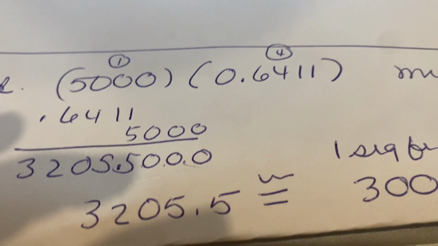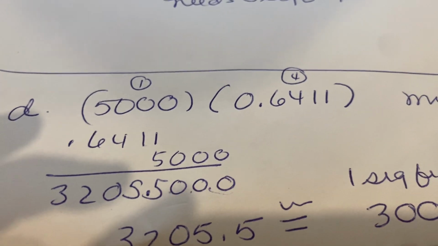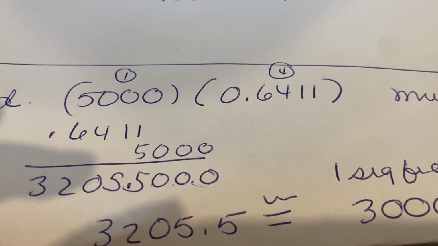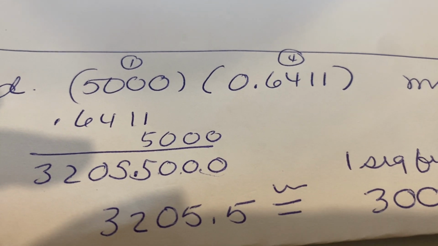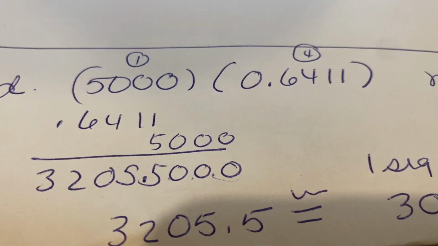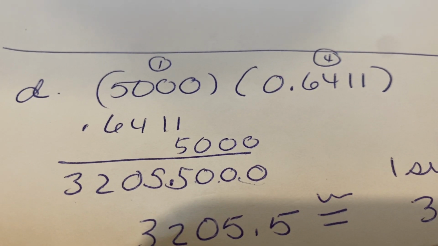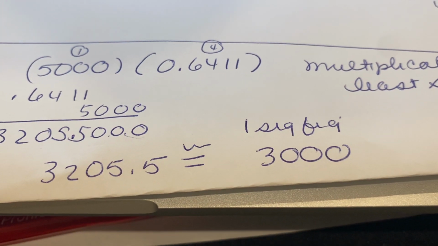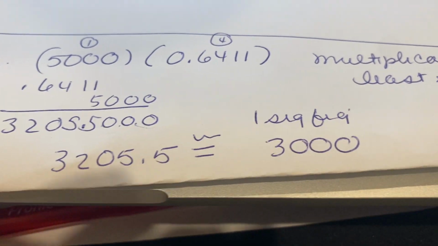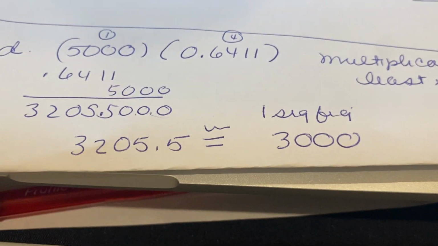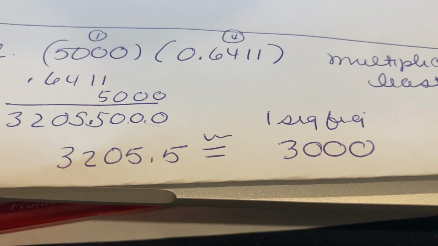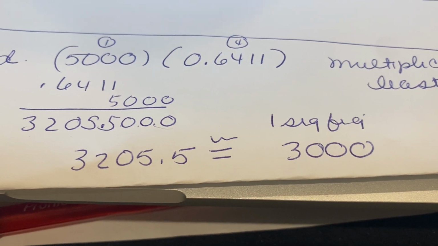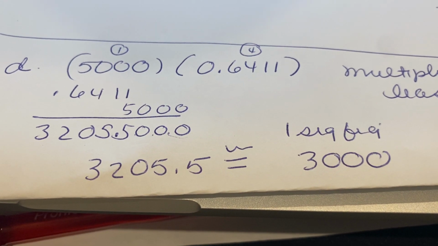D. Here we have 5,000, which is 1 sig fig, and we have 0.6041, which again is 4 sig figs. If you multiply that out, you're going to get this big number here, which is 3205.5000. Now we want to know how many sig figs I need here. Well, the lowest is only 1 sig fig. So we round it to the lowest sig fig, which means 3,205 rounds to 1 sig fig, which is 3,000. Okay? So that's the sig fig thing.